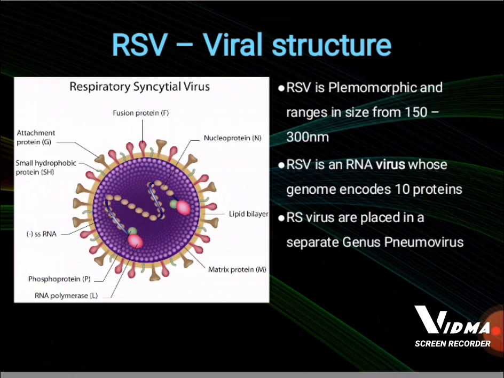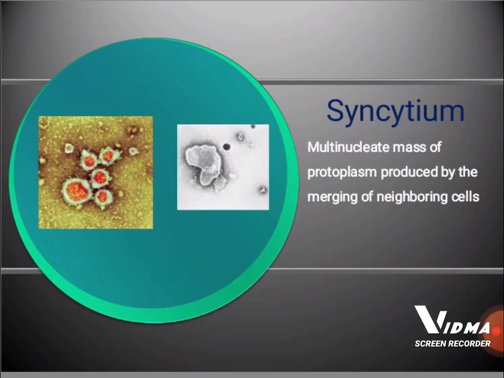Basically, viruses are divided into two categories. One is DNA virus, another is RNA virus. RSV comes under the RNA virus, which encodes 10 types of proteins, for example, fusion protein, nucleoprotein, and passport protein. RSV is also placed in a separate genus called pneumovirus.